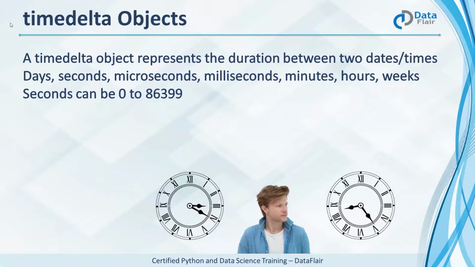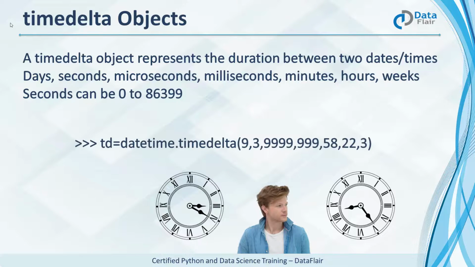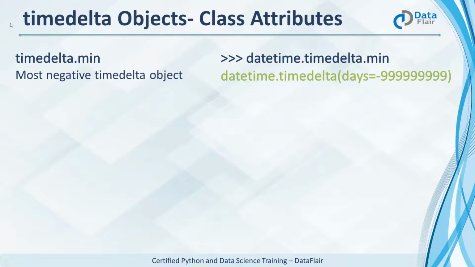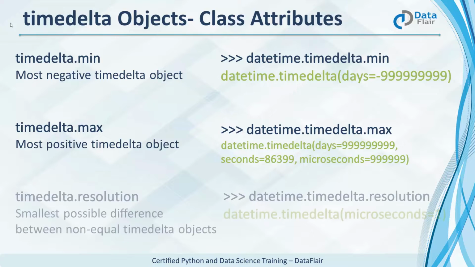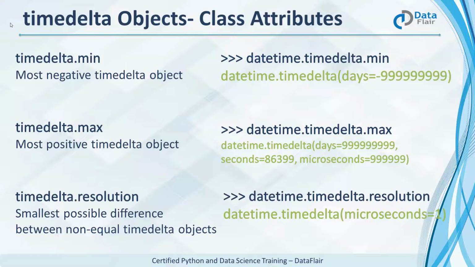Timedelta objects represent the duration between two values. These can be dates or times, days, seconds, and such. This is what it may look like. The timedelta class attributes now. The minimum timedelta is minus 999999999 days. The maximum is 999999999 days, 86399 seconds, and 999999 microseconds. And of course, the timedelta resolves to 1 microsecond.